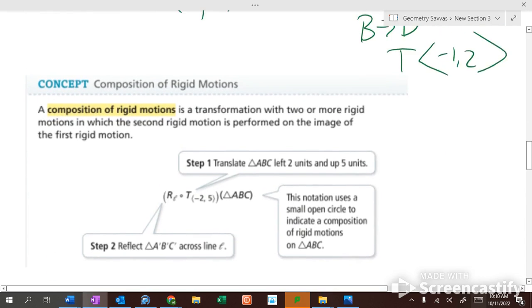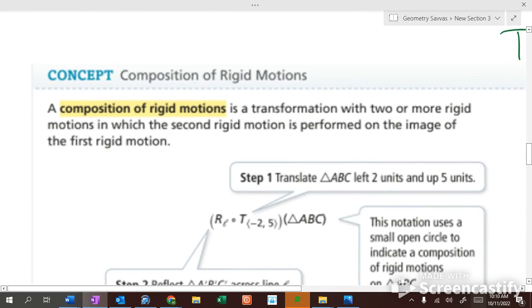All right. Next vocab word. Composition of rigid motions is a transformation with 2 or more rigid motions in which the second rigid motion is performed on the image of the first rigid motion. So a long, complicated definition. I will make it easier when I explain it.